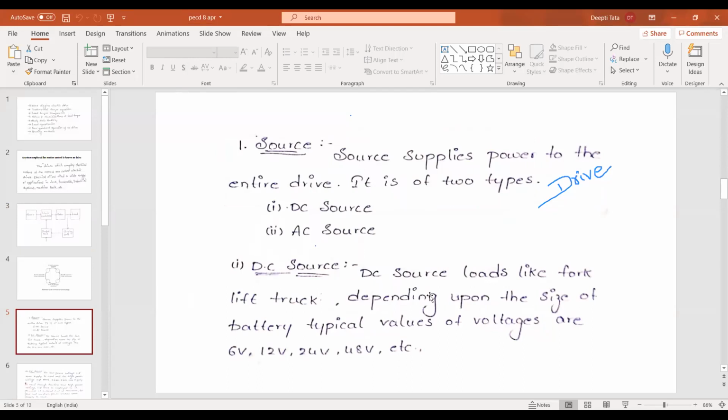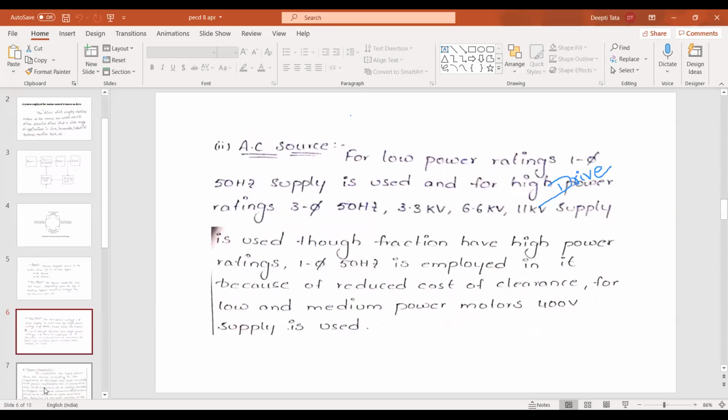Just listen, at which applications is the DC source going to be used? That is at forklift trucks. For lifting purposes only, you are going to use DC sources. Depending upon the size of the battery, different values of voltage are used: 6 volts, 12 volts, 24 or 48 volts, etc. And in some situations, you can use AC power also.